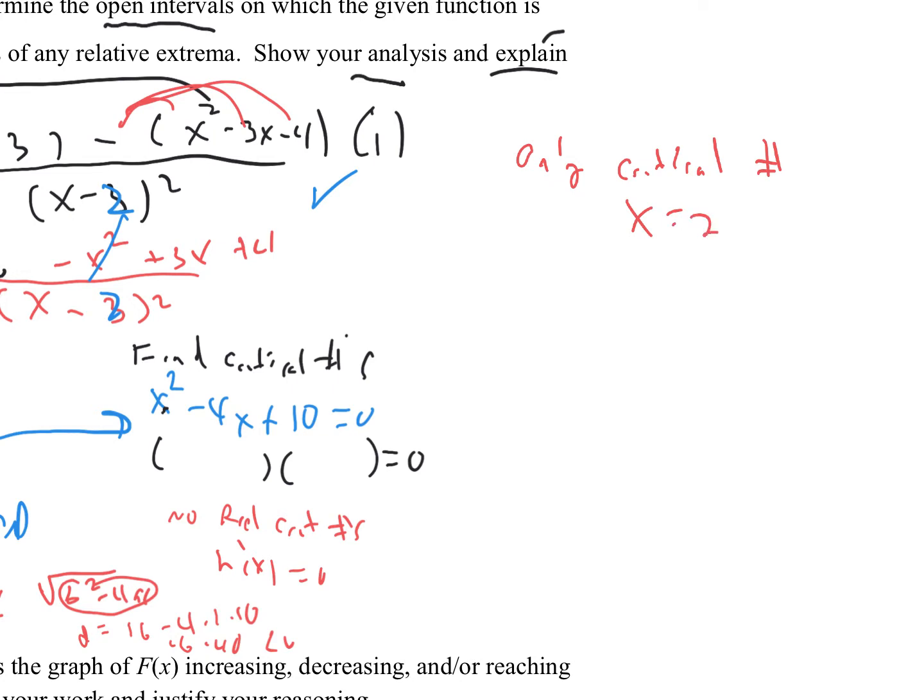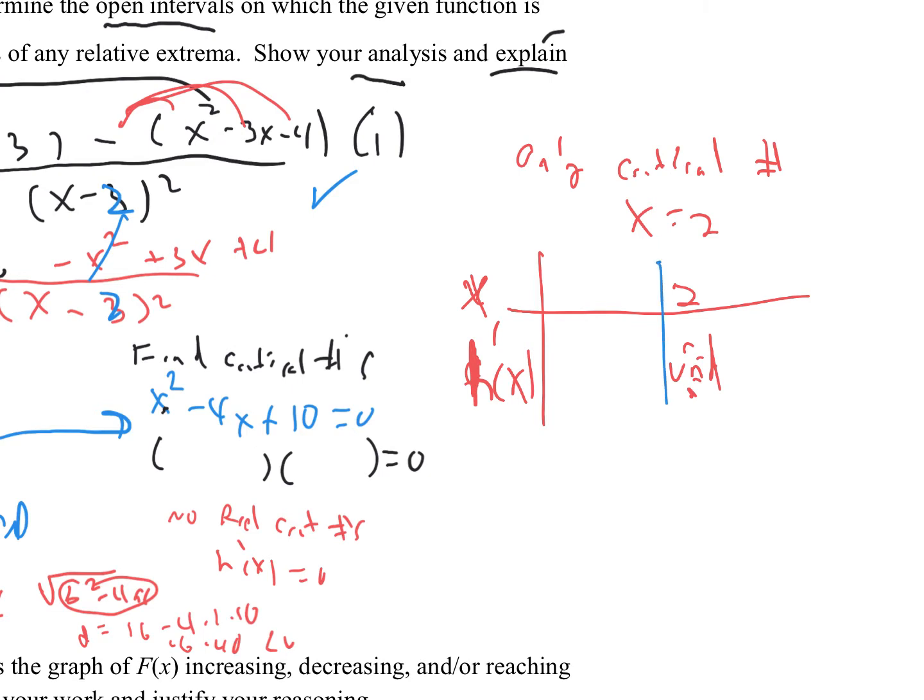So what do we do? We make our table. Remember how we do that? We're checking some x's, and then we're going to plug those x's into the derivative, h prime. And here's 2. And we know for a fact that it's undefined. That just means there could be a vertical line there or a sharp turn or something like that, remember? So I want to know what's happening on each side because he is asking about increasing and decreasing.